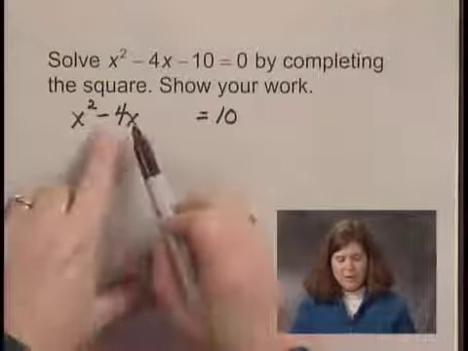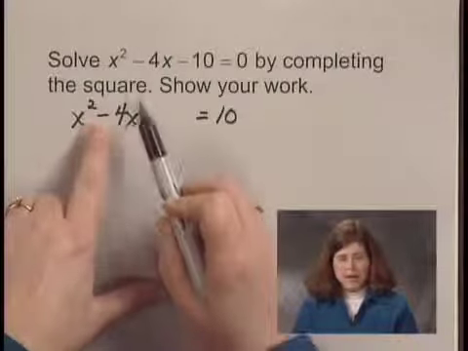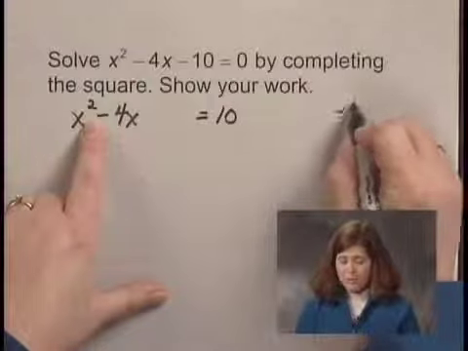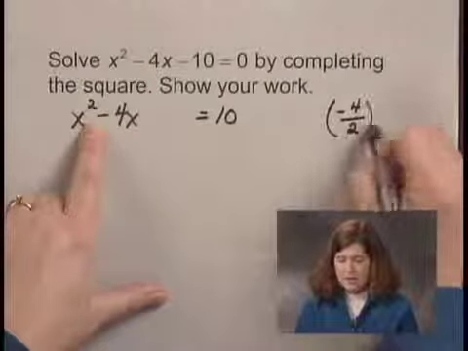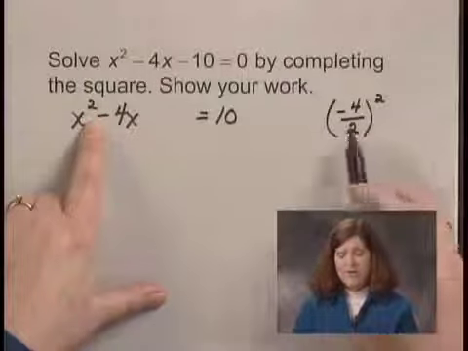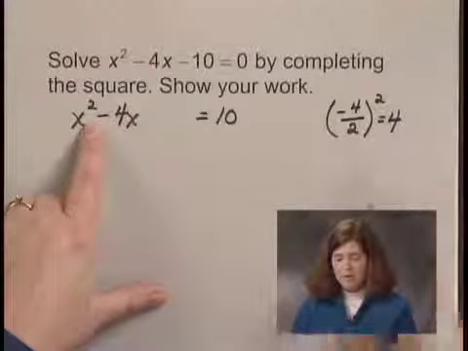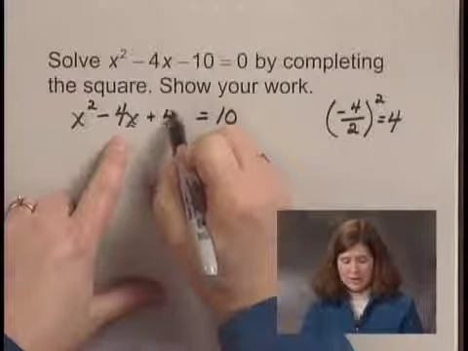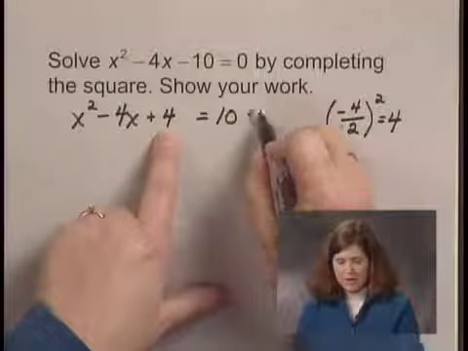Well, I look at the x term. I have negative 4x. I look at the negative 4. I take negative 4, divide it by 2, and square it. That would be negative 2 squared, which would be 4. That is the number that I want to add here. Well, of course, if I add a number on one side of an equation, I have to add it on the other side as well.